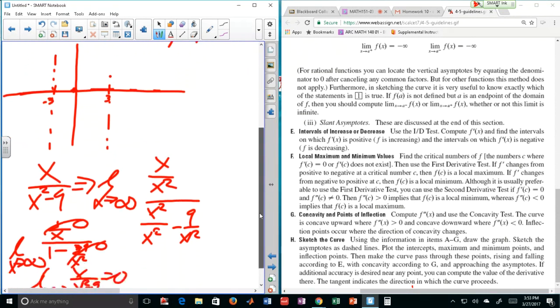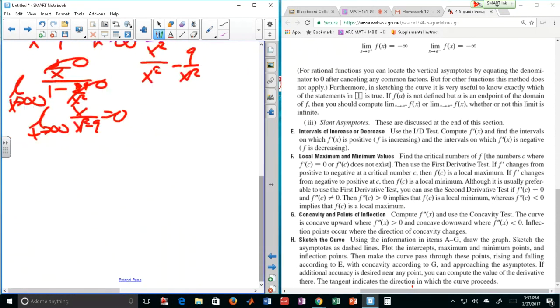If you want to extend the page and make yourself more space in either direction, that's fine. It's turning out to be a little more work than we bargained for. I know, but it's a good review of everything you've been doing.